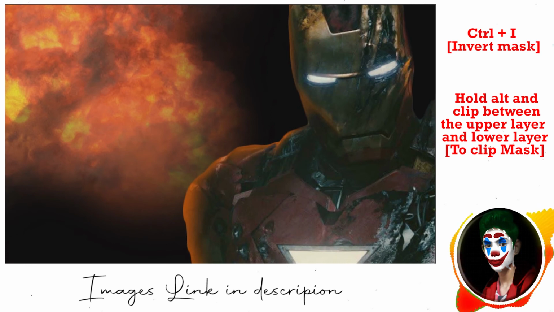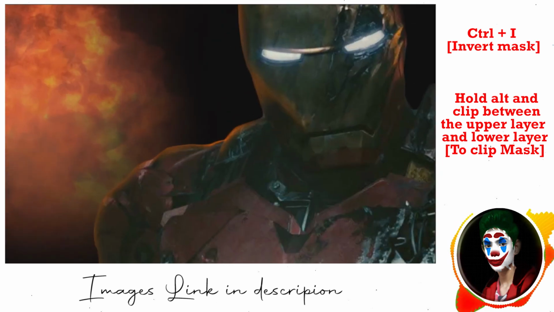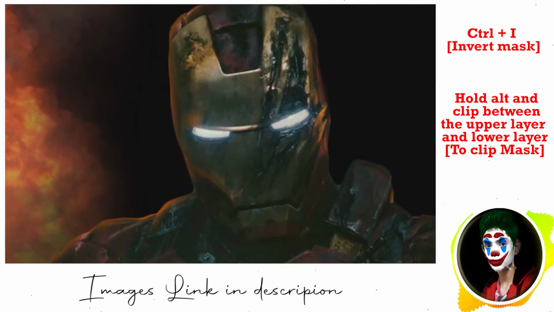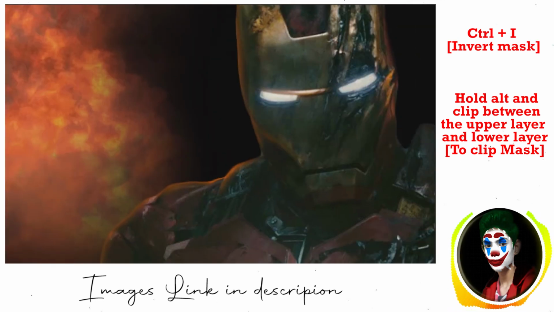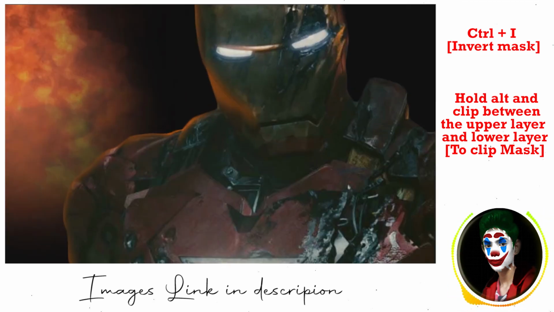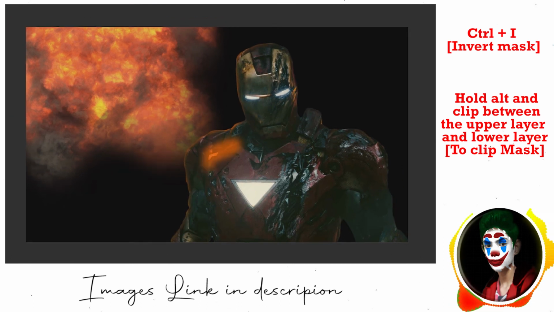Now you have to clip your adjustment layer to your subject. To do that, hold Alt, bring the cursor between the adjustment layer and the subject, and click. So it is clipped within the subject layer, and whatever you do will not exceed the subject. This is what happens when you clip it to a layer.